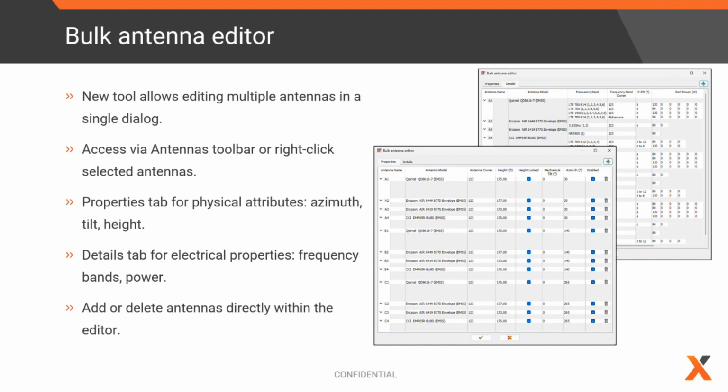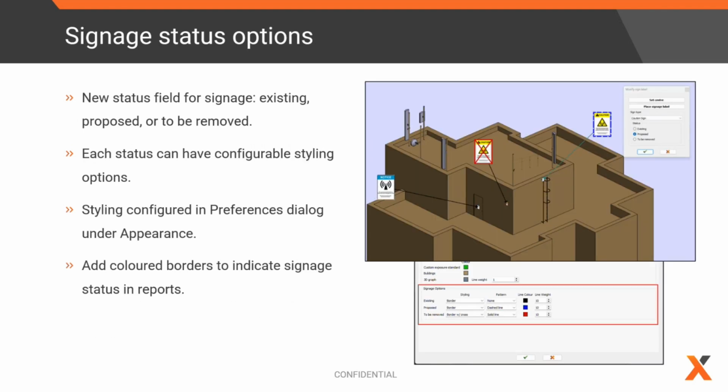And then the editor has two tabs. So here we see the properties, which has the physical attributes like azimuth, mechanical tilt, and height. And then we also have the details for the electrical properties like frequency bands, electrical tilts, power settings, etc. You can also add new antennas from this dialog box or delete existing ones. The same goes for the frequency bands. So this should be a significant time saver, especially when setting up new sites or making bulk config changes on sites.